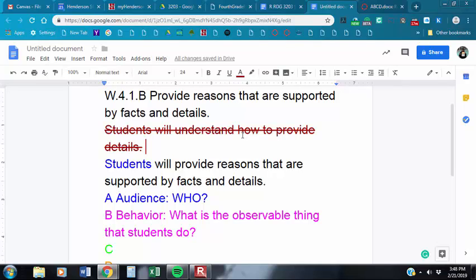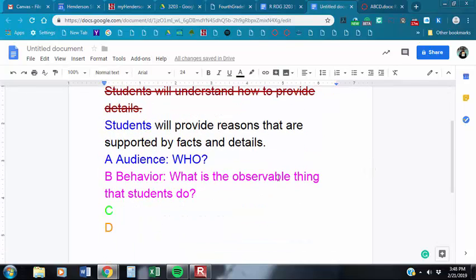No, it needs to be something observable, like providing reasons. There's another way to write that. Instead of providing reasons, we could say they will write reasons. Okay, I can observe that. Did they write it? Either they did it or they didn't, right? That's observable.